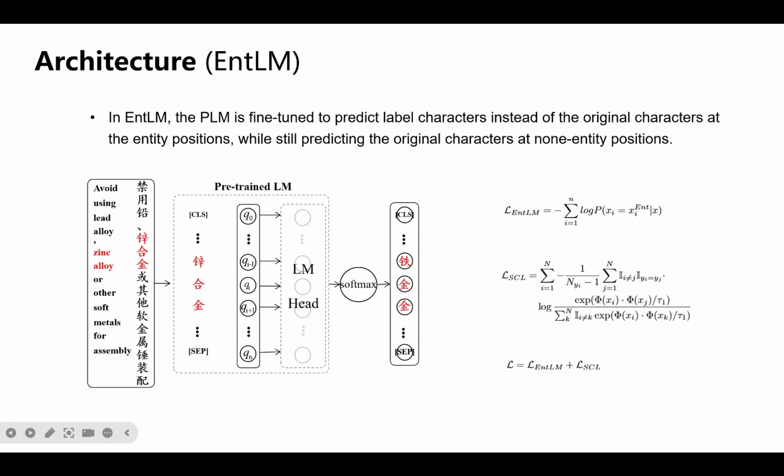For the vanilla NER model, we use the template-free prompt tuning method, entity-oriented LM, ENT-LM, for few-shot NER in manufacturing. In ENT-LM, the PLM is fine-tuned to predict label characters instead of the original characters at the entity positions, while still predicting the original characters at non-entity positions. Then, in order to enhance disparity between representations from different labels, we introduce the SCL-term to fine-tune the PLM.